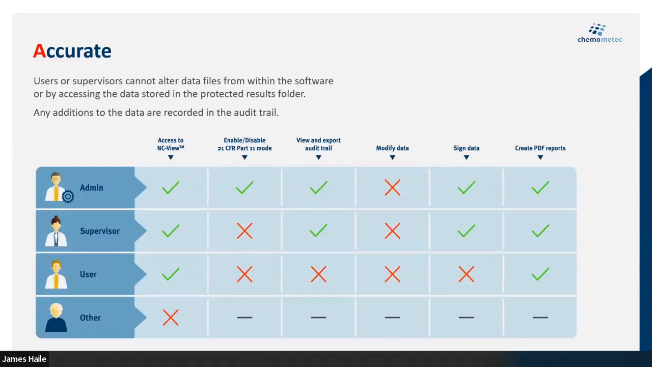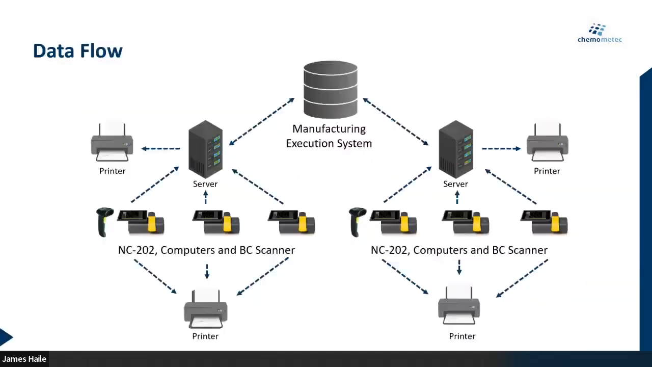Just briefly now, a little bit on data flow. So you can see the lineup of our NC202 instruments there. Each has its own computer in this scenario. And there's also, looks a bit like a hairdryer, but is in fact a barcode reader.